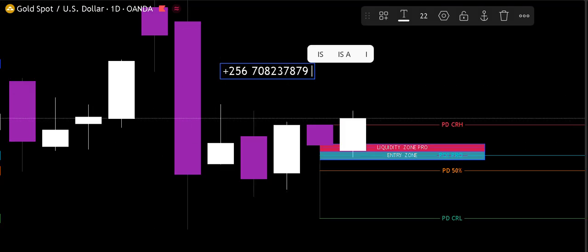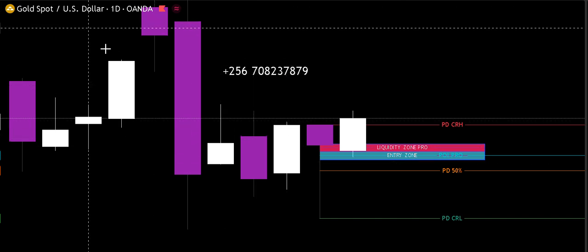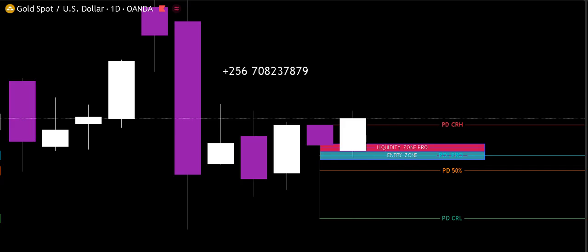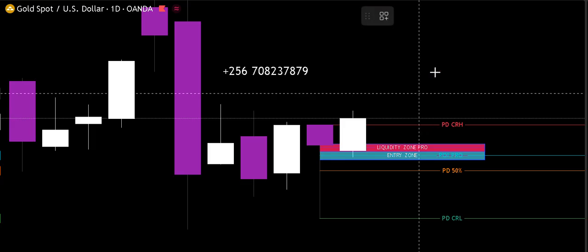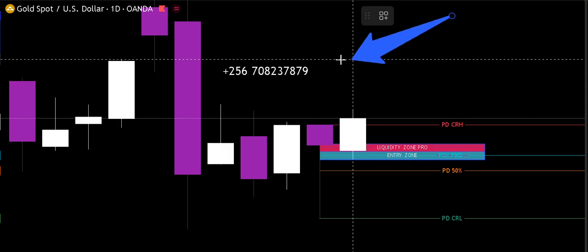Okay, guys, after that, we go to the second level. Second level, this is the level where you need to understand properly, when you know how to mark properly.